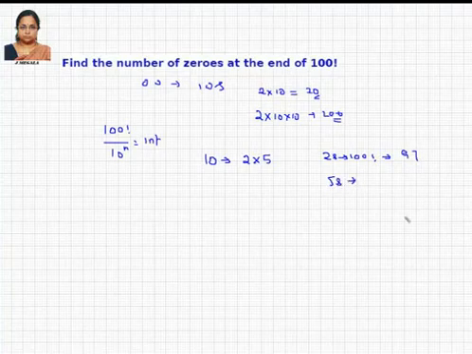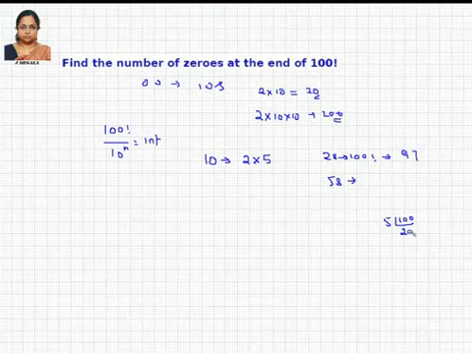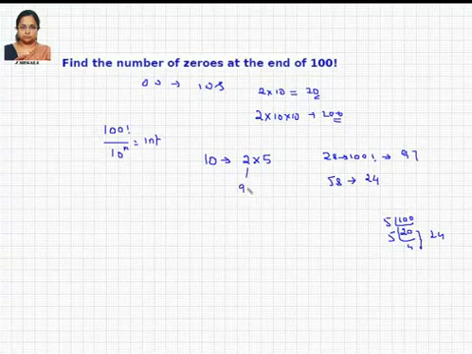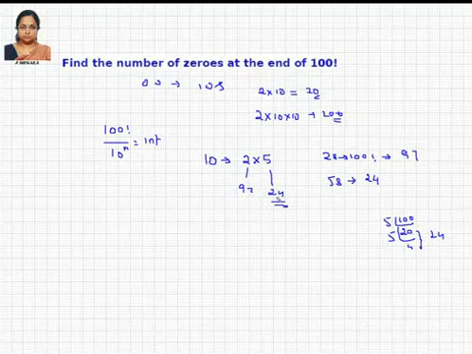How to find the number of 5's? Because the 2's we have already written. For 5's, just divide: 100 divided by 5 is 20. Again divide by 5, you're going to get 4. So it's nothing but 24. So the number of 5's is 24. Obviously, when this is 97 and this is 24, your answer is 24. That's it. Because there is no power more than 1, you don't have to look for division and all that. You can directly say 24 is the answer. That's the end.